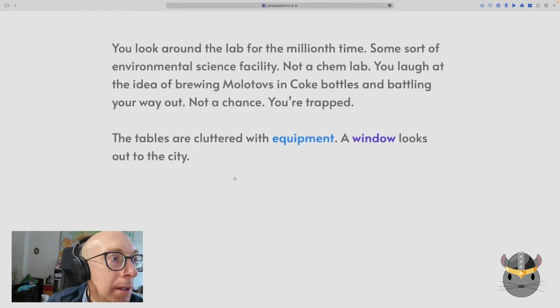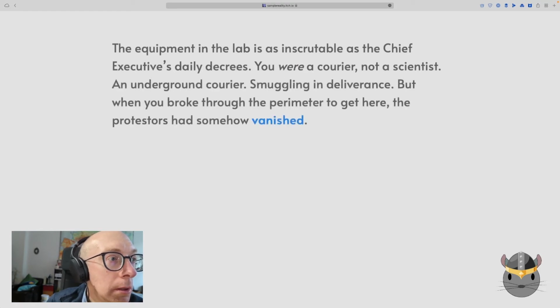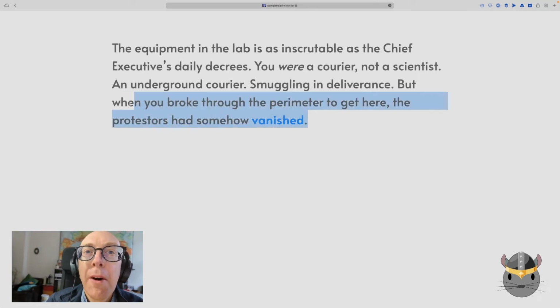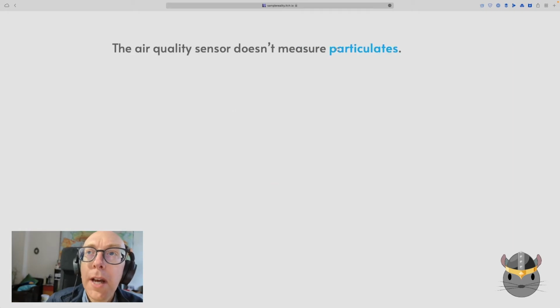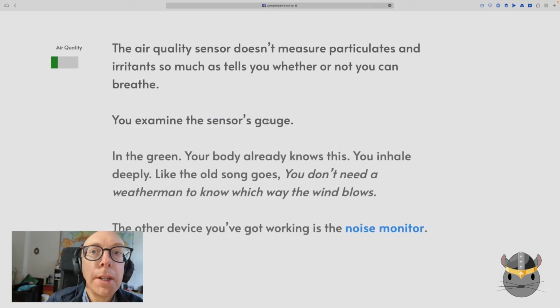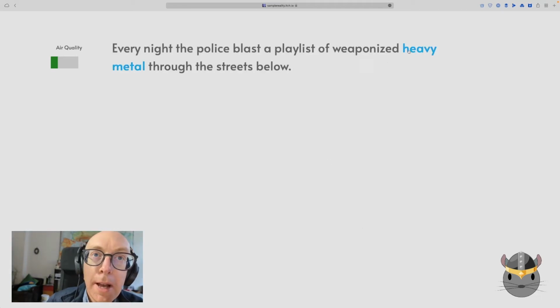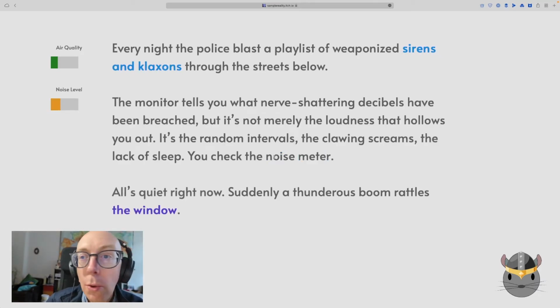Hissing sound. To the equipment. We're a courier. There we go. When we broke into the perimeter to get here, the protesters had somehow vanished. This looks a little different. On your own, over the past three days, you've managed to figure out a few environmental sensors. The air quality sensor doesn't measure particulates and irritants, but tells you if you can breathe. You examine the gauge. Yep. We already know this. The noise monitor. Every night, there's a weaponized sound: heavy metal, babies shrieking, sirens and klaxons, and we have our noise meter. All's quiet right now.